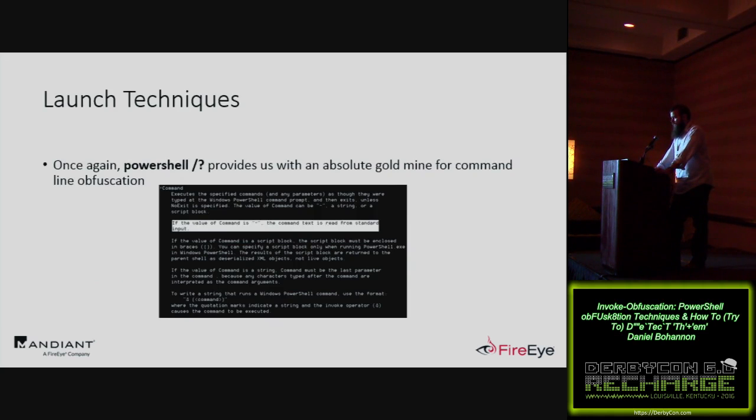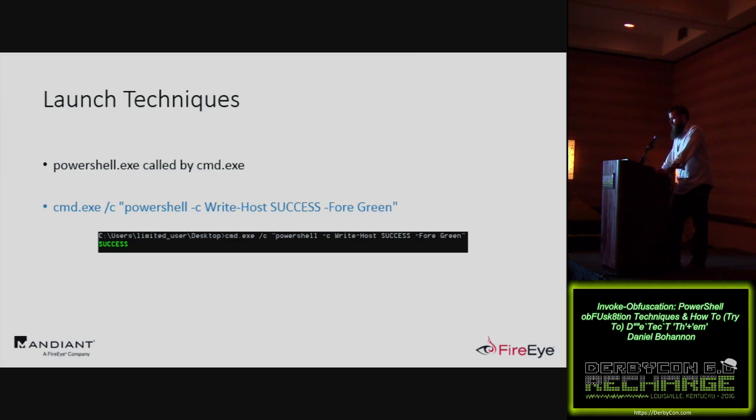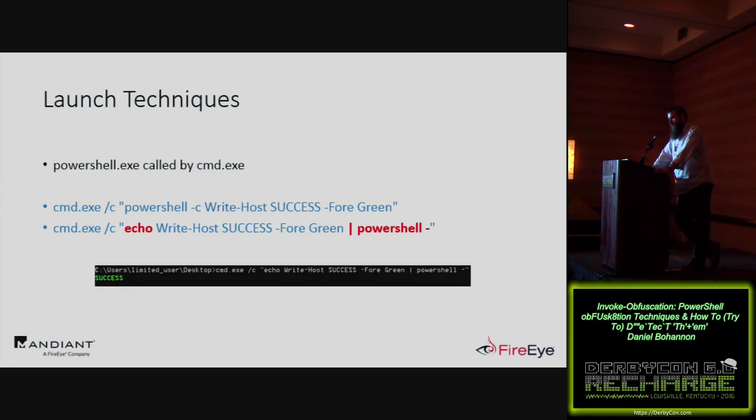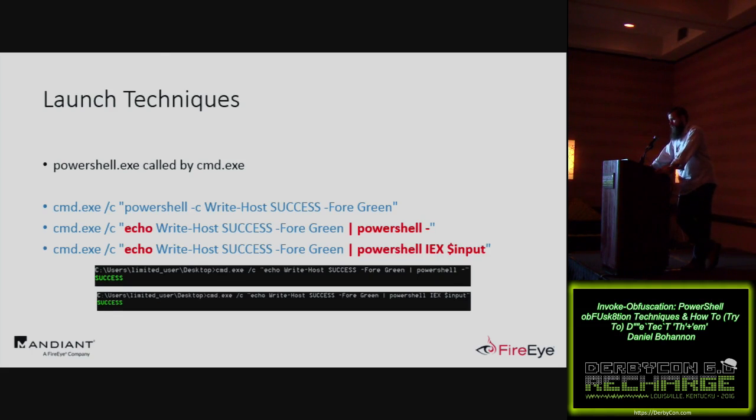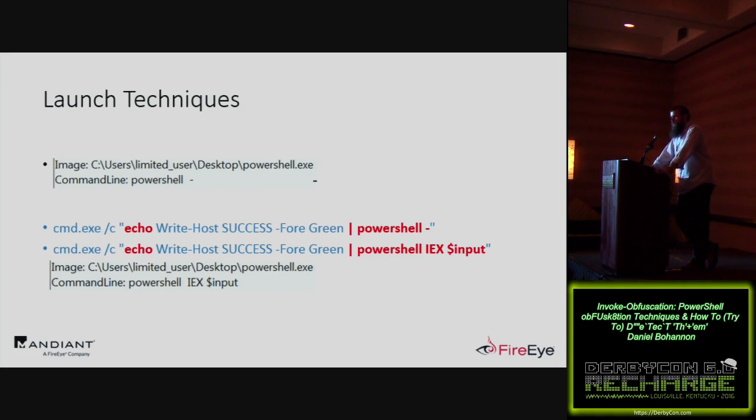So PowerShell help, again, gives us a nice gold mine. Dash command. The nice highlighted portion there says if the command is dash, then it will receive the command as standard input. What does that mean? This is typically how we used to launch PowerShell commands, right? cmd /c powershell -command. What if we do cmd and then echo the command and pipe it into powershell dash? It runs. We can also specify the input variable, which is the standard input, and specify an IEX, and that runs. Now what does this look like for the command line arguments?